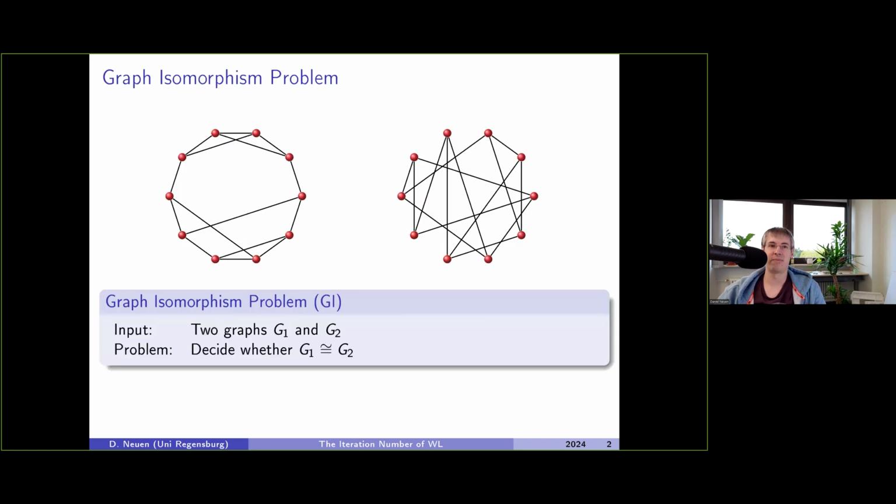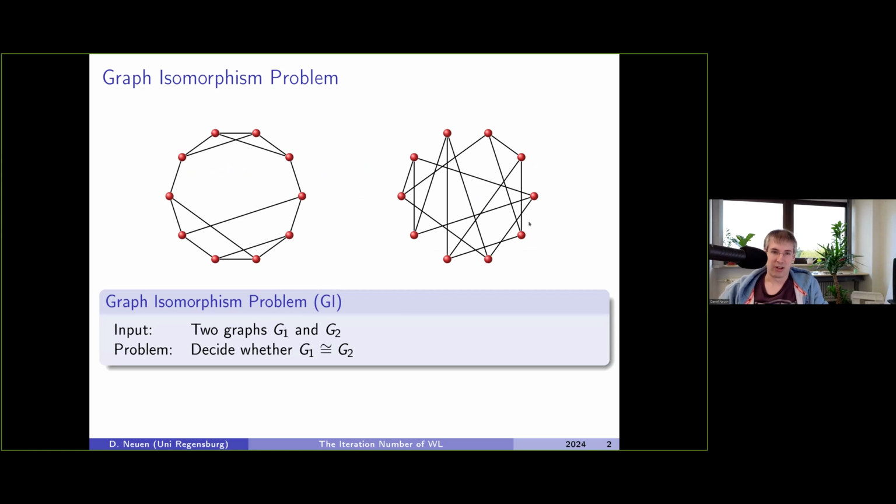Okay, so I'm going to start with the graph isomorphism problem. The problem is we are given two graphs, G1 and G2, and we want to decide whether they are isomorphic. So whether there is a bijection from the vertex set of the first graph to the vertex set of the second graph that preserves the edge relation. So edges are mapped to edges, and non-edges are mapped to non-edges.